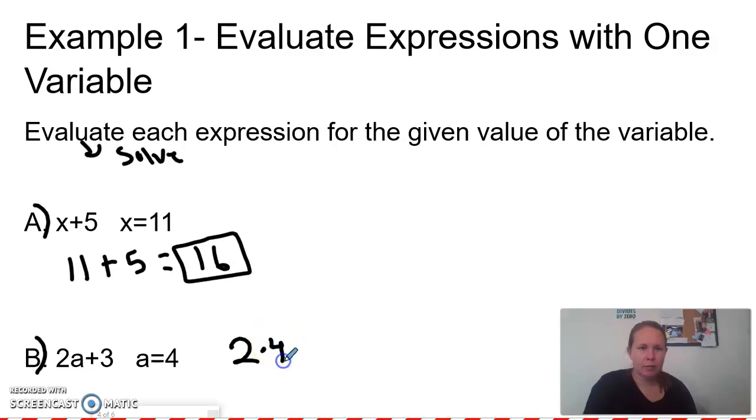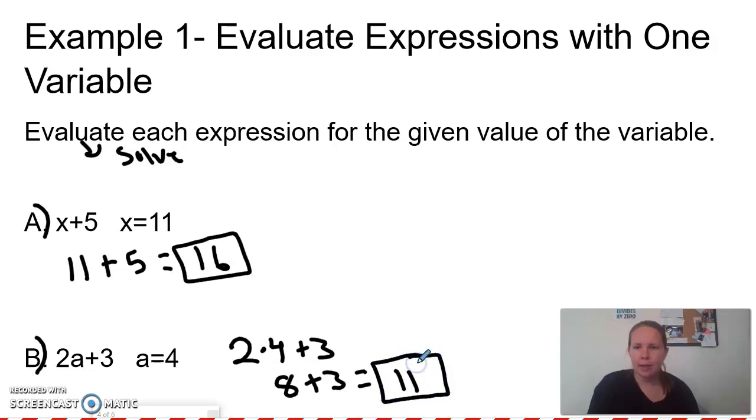So I'm going to have 2 times 4 plus 3. In this case, it is important that I know my order of operations, and that's why we decided to practice that a little bit. Multiplication comes before addition, so I'm going to multiply these out. 2 times 4 gives me 8, and then I'm going to add in the 3, and that gives me 11. So I now have 11 as an answer. And that is how I evaluate expressions with one variable.